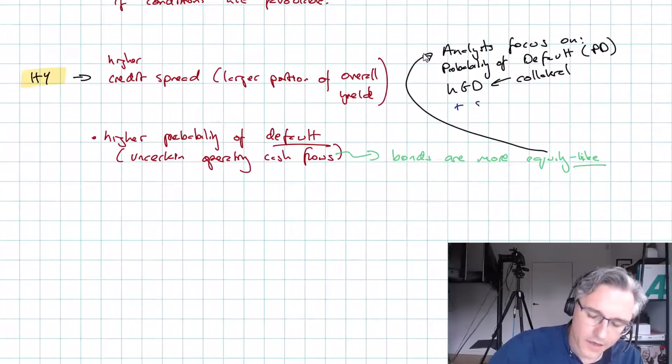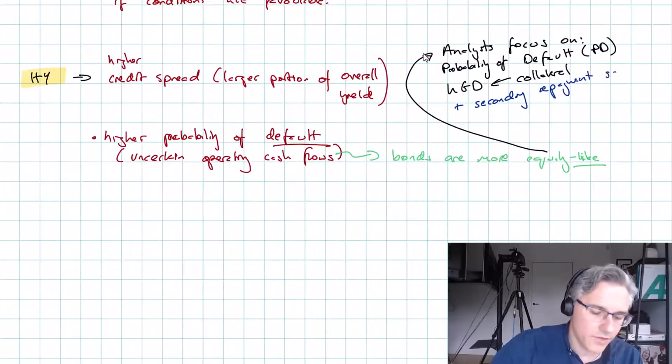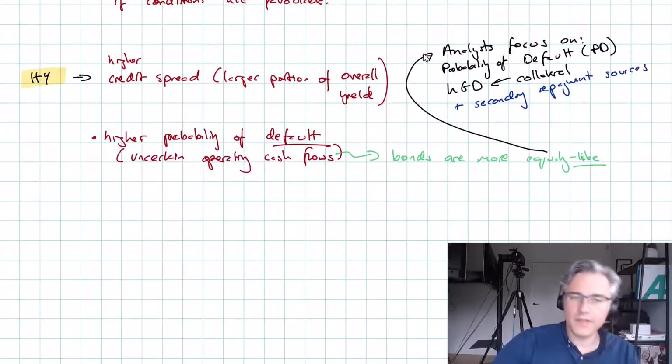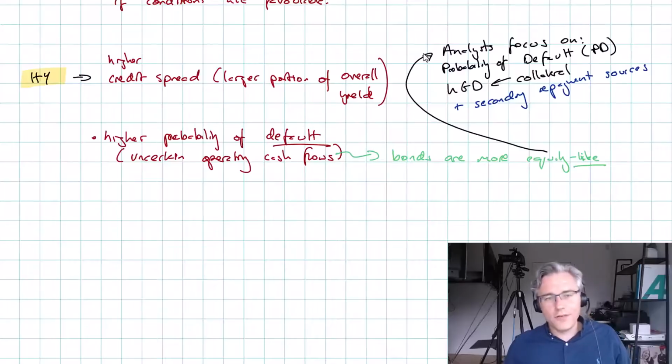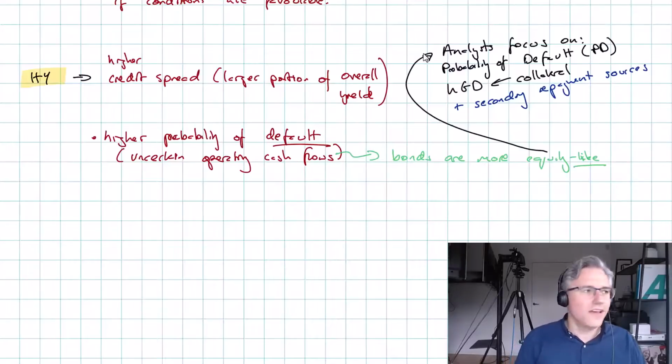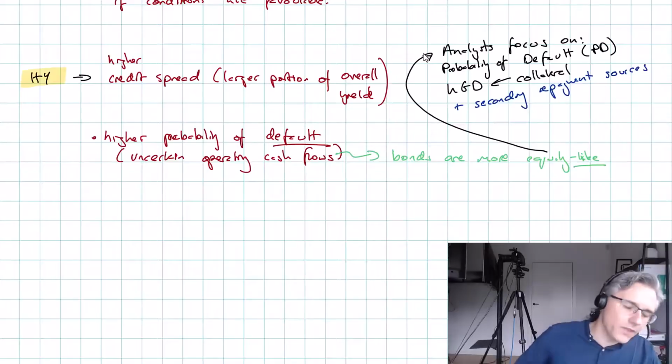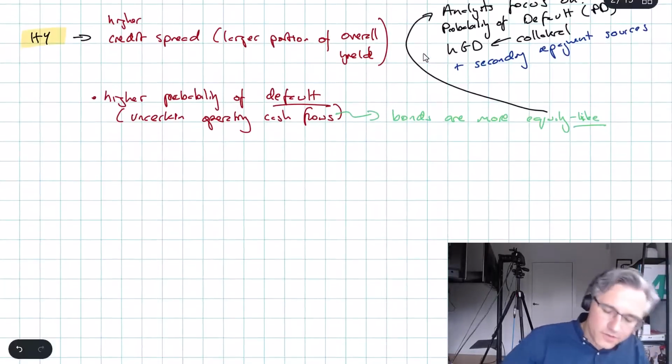Also thinking about secondary repayment sources. Secondary meaning if the company is not generating enough operating cash flows, then how are we going to recover the money, potentially from the sale of what assets, etc.? What is available to the company to meet the terms of its bond issue, so as to avoid a default.